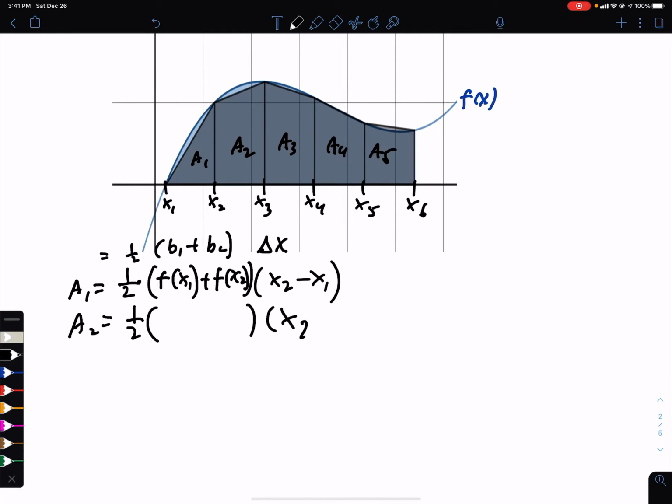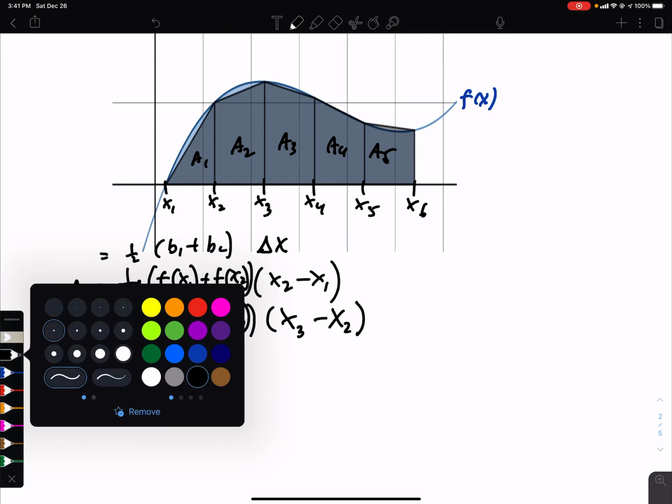Now, we're going to look at area 2, whose width is x3 minus x2. But what's the height here? Well, that's going to be f of x2. So it's going to be f of x2 for the height there. And what's the height here? Well, that's going to be the y value, f at x3, the height at that point. So I'm going to put f at x3. And we're going to continue down this path.